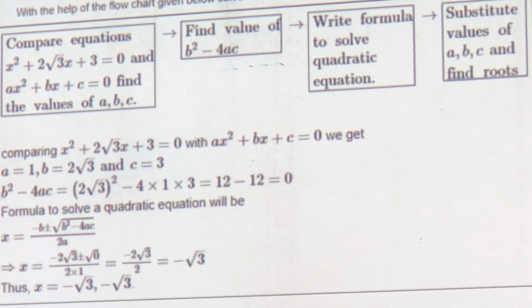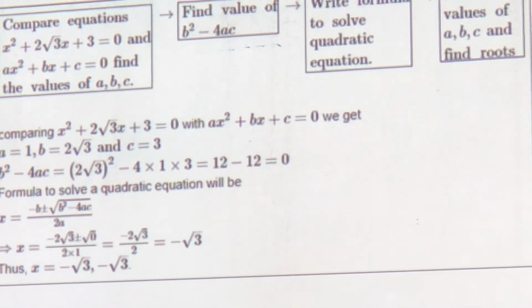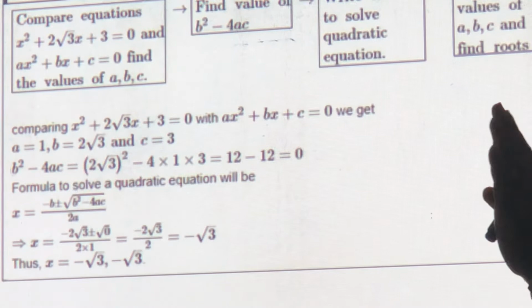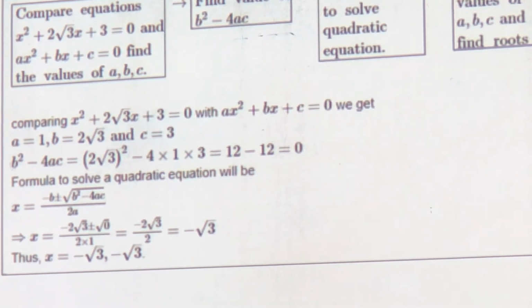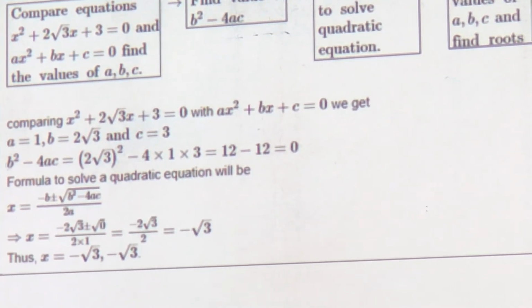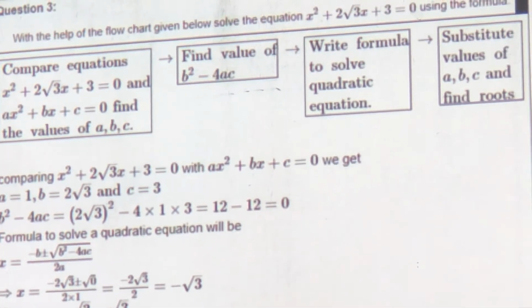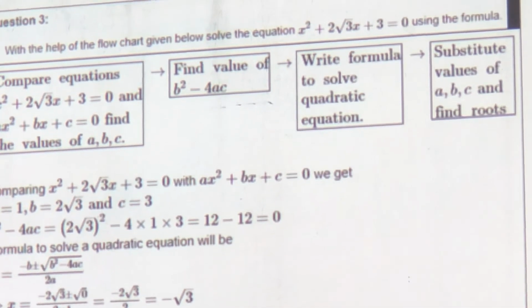Nothing, my friends. Linear form first, standard form second, third a, b, c, fourth discriminant, fifth root of discriminant, sixth use the formula minus b plus or minus root of discriminant upon 2a. Okay, my friends?